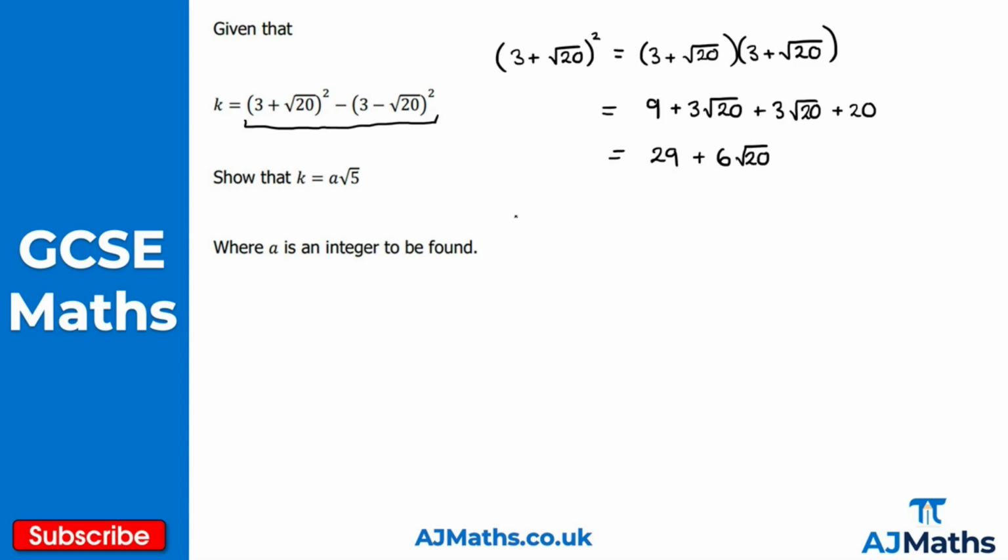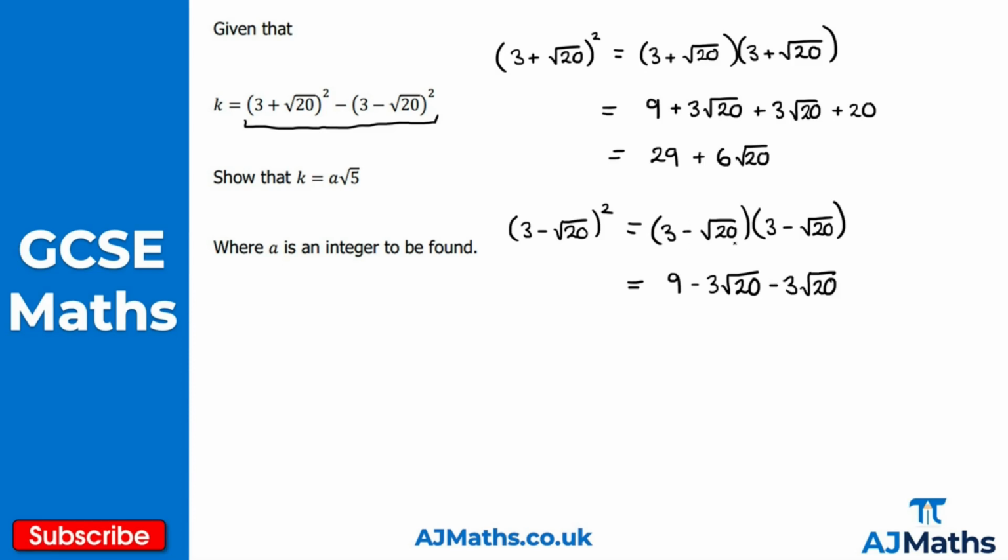So let's evaluate 3 minus root 20 now, all squared. Again, we can write that as a product of two brackets. So that's 3 minus root 20 times 3 minus root 20. Again, just using FOIL here, 3 times 3, I get 9. 3 times minus root 20, so I get minus 3 root 20. Minus root 20 times 3, again, I just get minus 3 root 20.